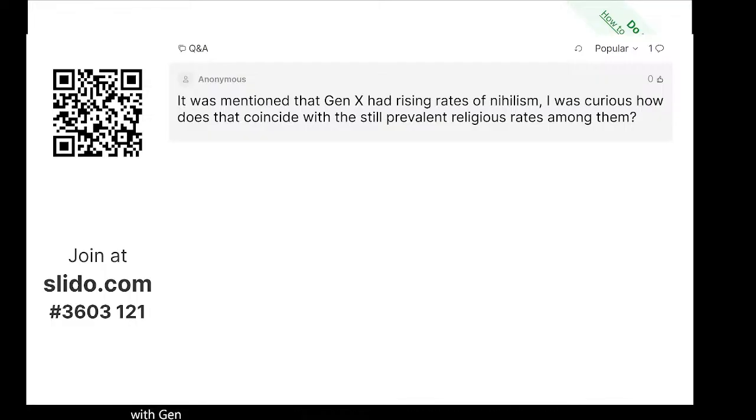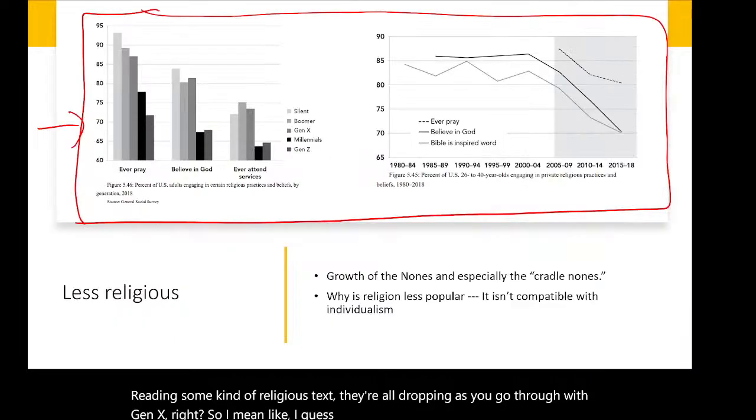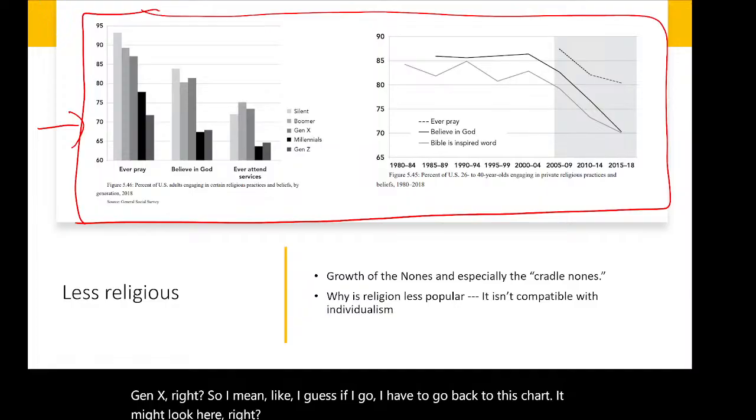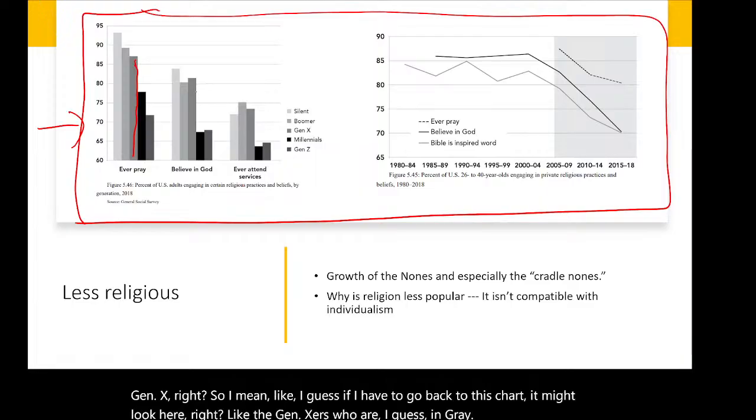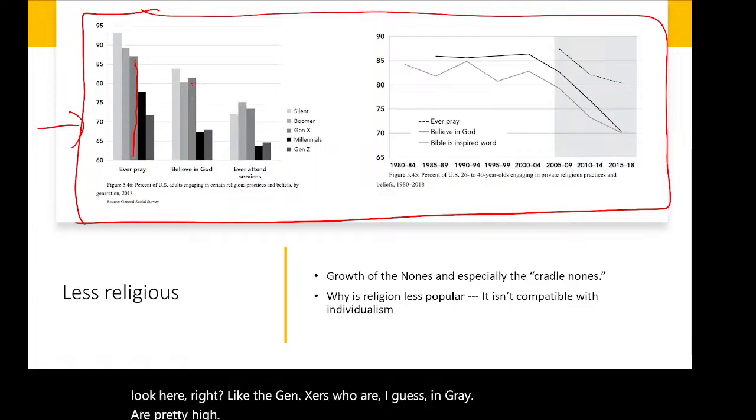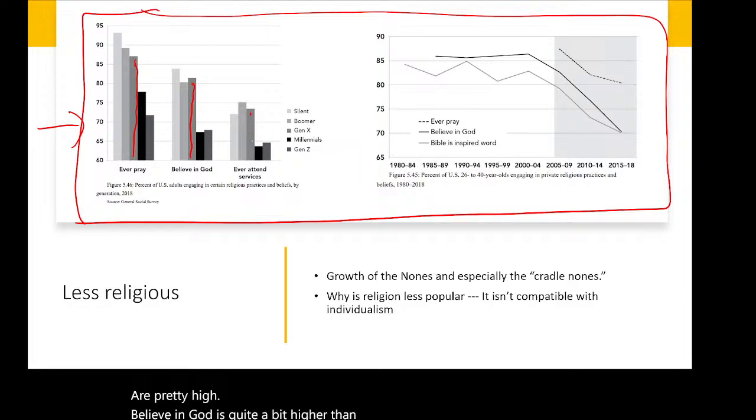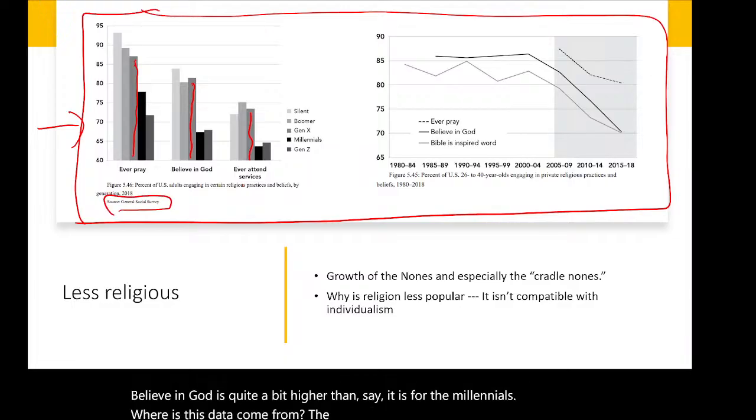So I guess I have to go back to this chart. It might look here, right, like the Gen Xers, who are in gray, are pretty high. Believing in God is quite a bit higher than, say, it is for the millennials. Where does this data come from? The General Social Survey, 2018.